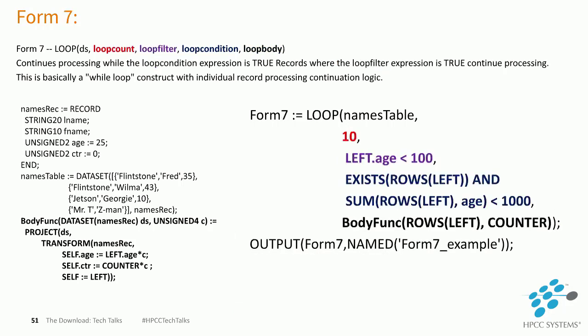And finally, form number 7, everybody's at the party here. We've got a loop count, we've got a loop filter, we've got a loop condition, and we've got a loop body. So why would you want to do something like this?